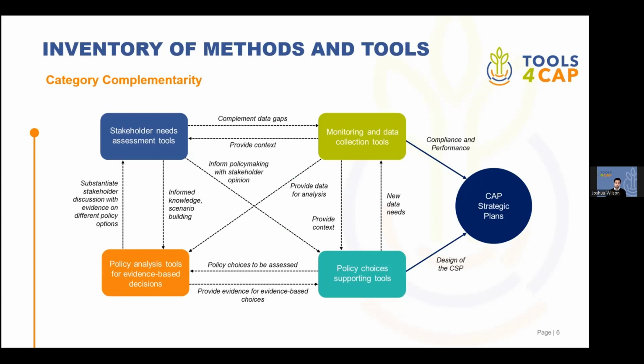So looking at the figure here, if we consider stakeholder needs assessment tools at the top left, we can see that they can complement policy analysis tools at the bottom left by providing more informed knowledge or helping with scenario building. They can also support monitoring and data collection tools in the top right by filling possible data gaps. And of course, they can inform the policy choices supporting tools through providing more informed stakeholder opinions. And the same goes for the other categories.